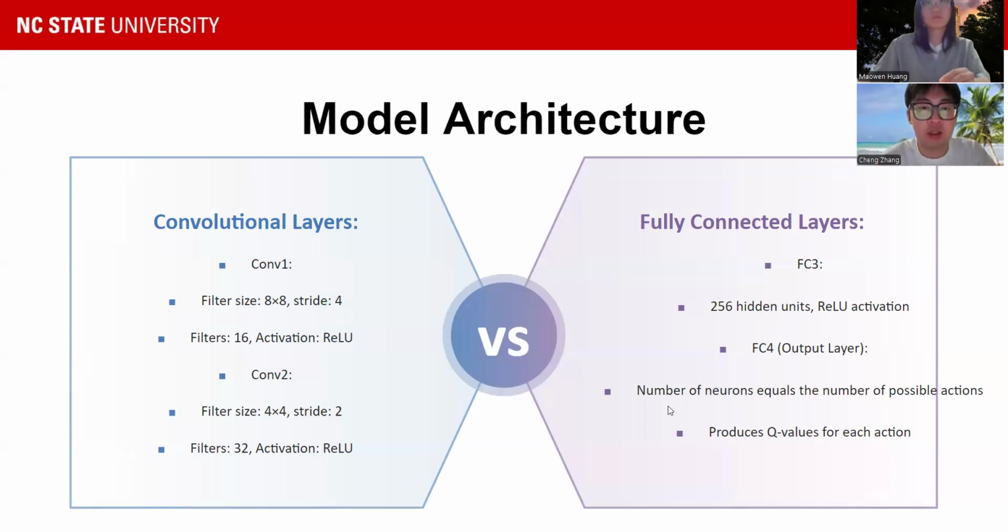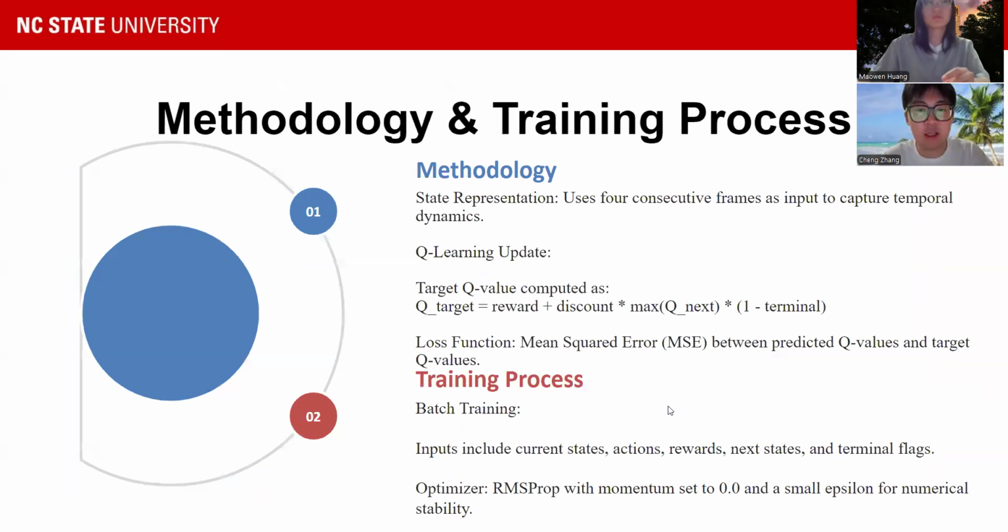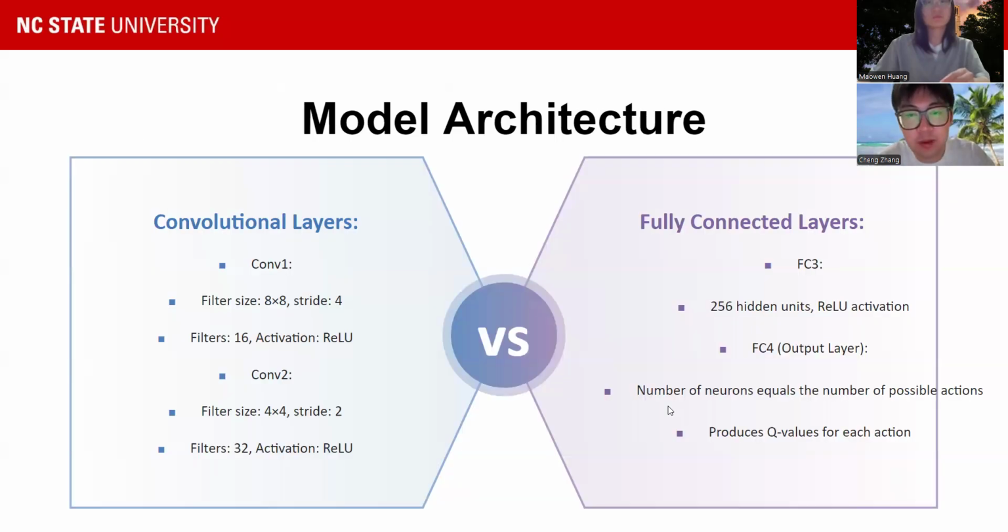Here's our network structure. So first, layer 1 is a convolutional layer with 8 by 8 filters, straightforward. And layer 2 is also convolutional, with 4 by 4 filters. The remaining layers are shown here. And the output layer has one output per possible action, representing each action's Q value. This setup allows the model to learn spatial and temporal patterns from input frames.